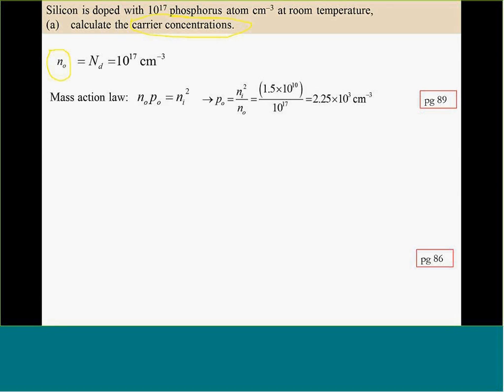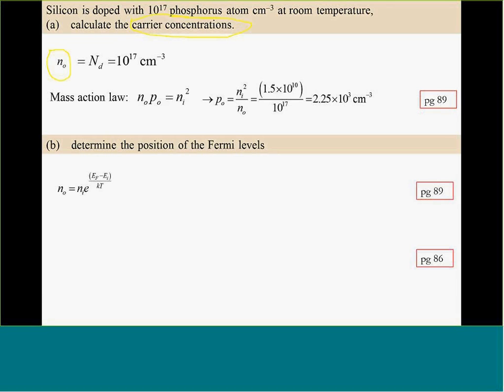Okay, I guess most of you know how to do this one already. So the next question is determine the position of the Fermi levels. Actually, there's two ways to do it, whether you would like to use the effective density of states equations or you can use the intrinsic concentration equation. So you have two ways of doing it. Okay, both are acceptable.